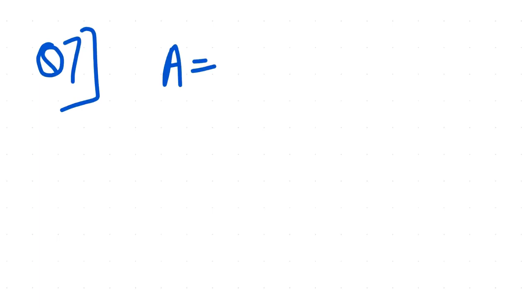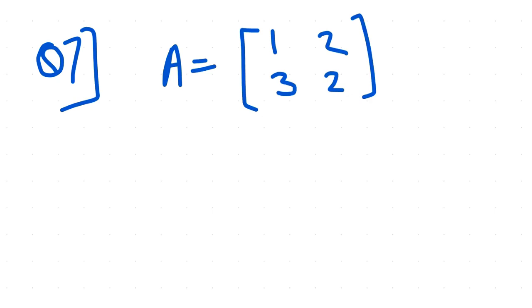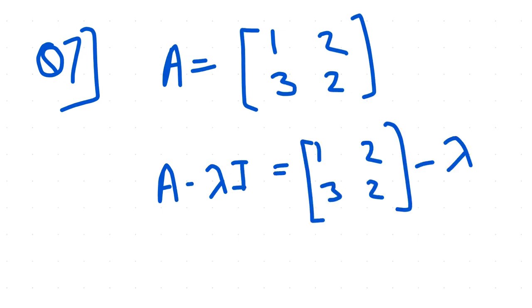We have A is equal to the matrix with elements 1, 2, 3, 2. So to find eigenvalues, we need this A minus lambda into I. So let us find it. 1, 2, 3, 2 minus lambda into I, where I is the identity matrix.